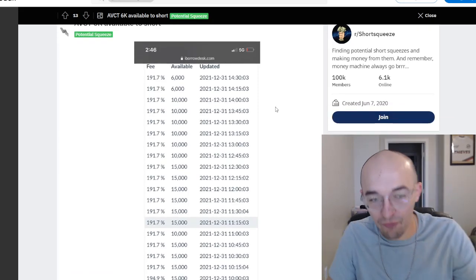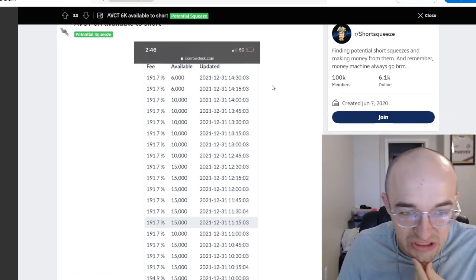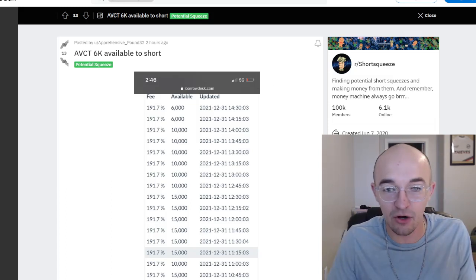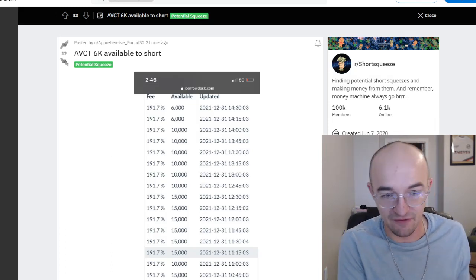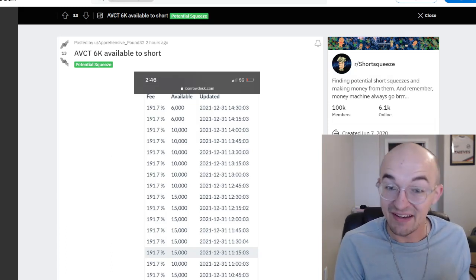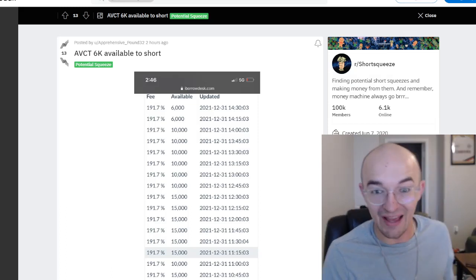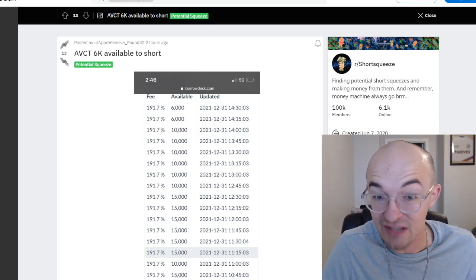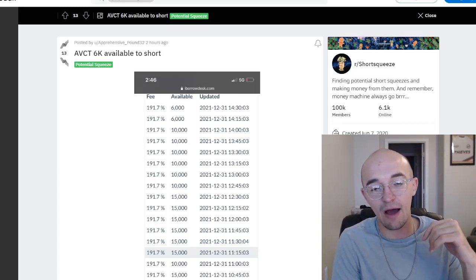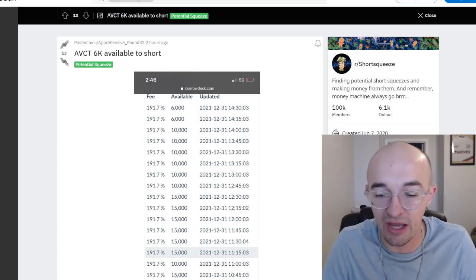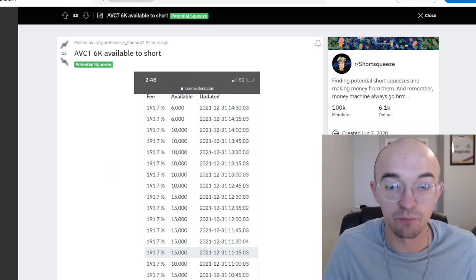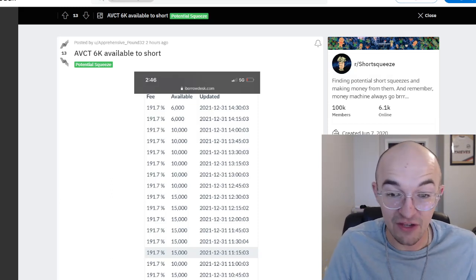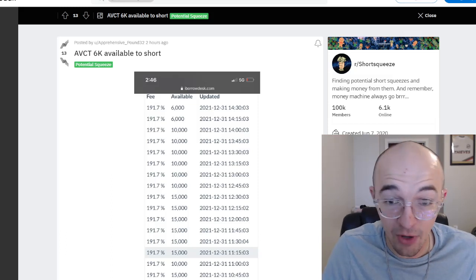Some of the big news coming out for AVCT was the fact that we now see the available shares to short, and this number went from 15,000 down to 10,000, down to 6,000. The shorts are running out of supply of shares to actually be shorted. And obviously this is a good sign potentially, if this thing continues trending down, for people looking out for a short squeeze, people looking for some short-term explosive price action for AVCT stock. The fees are going up, the cost of borrow is going up, the shares available keep going down.